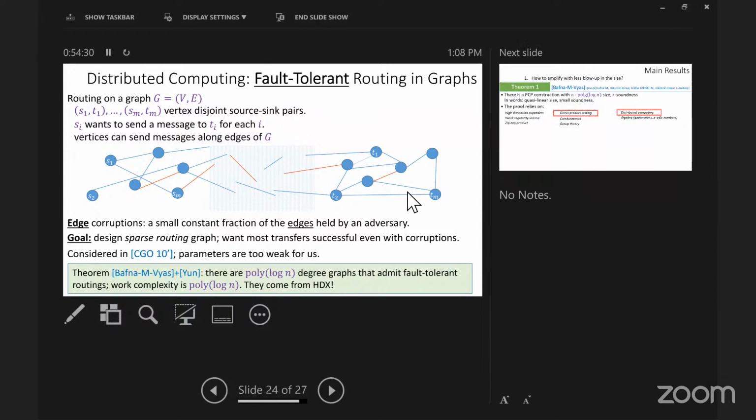So what we do in this final paper is show that there are graphs with polylog degrees that achieve fault-tolerant routing with work complexity which is also polylogarithmic. And I couldn't write the graph here. It's some HDX thing, which is, again, fairly complicated. Not really. I mean, there is some absolute limit, because we can only handle up to some epsilon naught errors. Beyond that, even increasing the polylog won't help. Yeah.